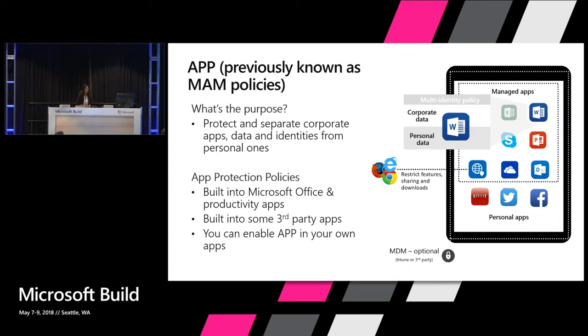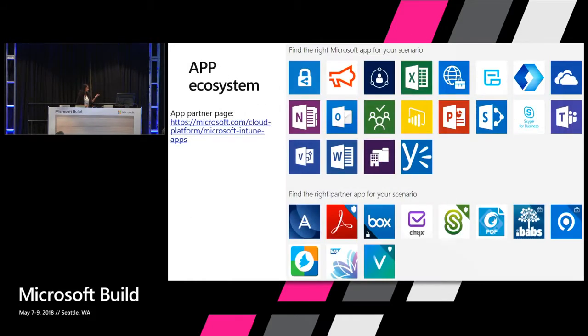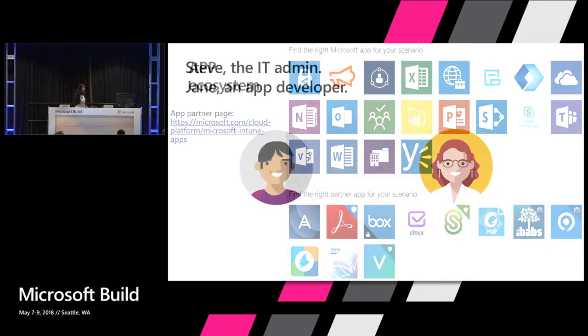And you can also enable APP in your own apps, which is what we're going to talk about today as well. So this is just a quick overview of the app ecosystem. At the top we have our Microsoft apps. You can see all the core apps listed there, and then some partner apps that are also integrated with the Intune SDK. Typically, these are the ones that have a lot of interaction with the Office apps as well, which is why it's just a cleaner experience when they have app protection policies targeted to them as well.